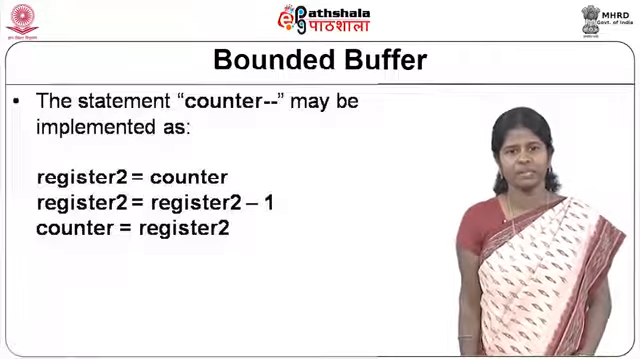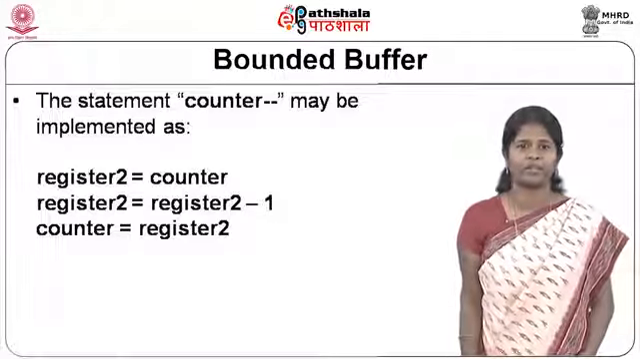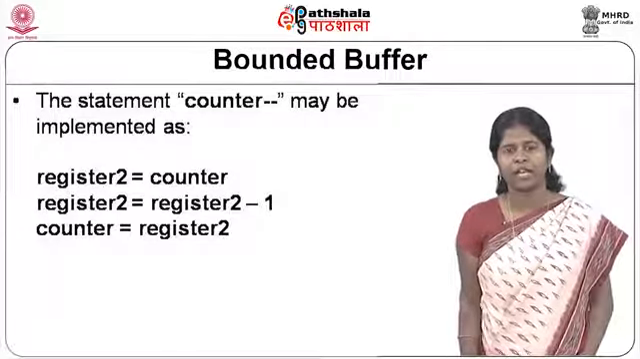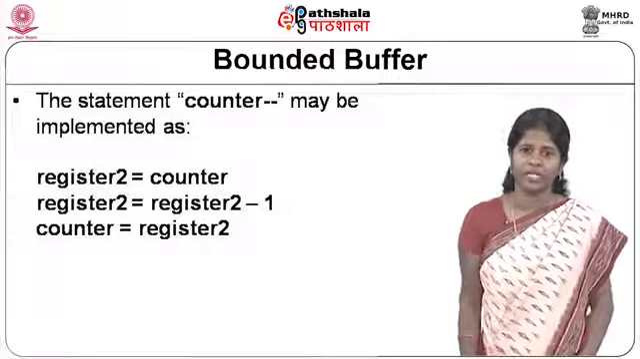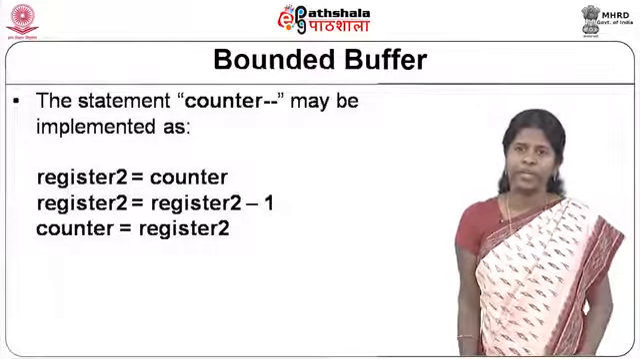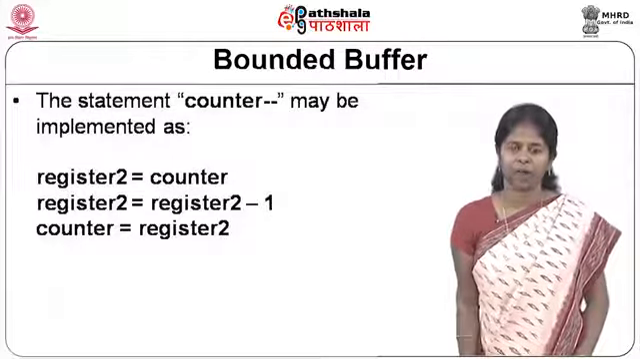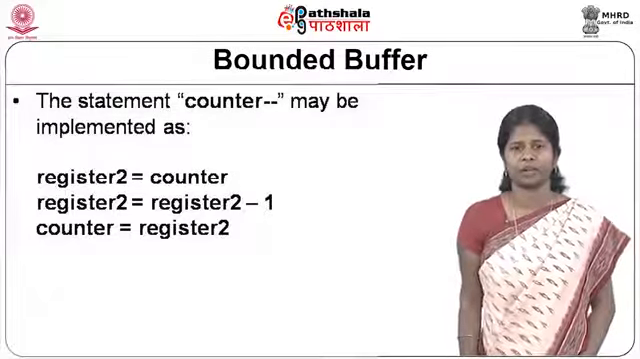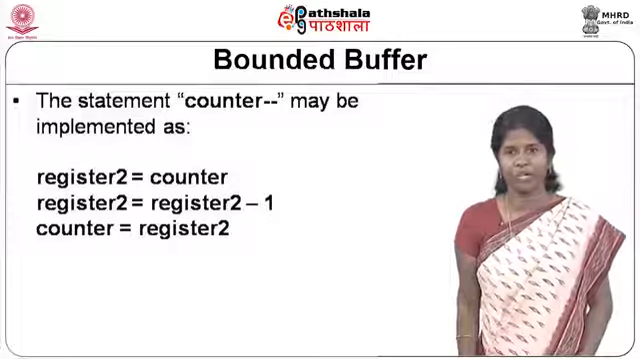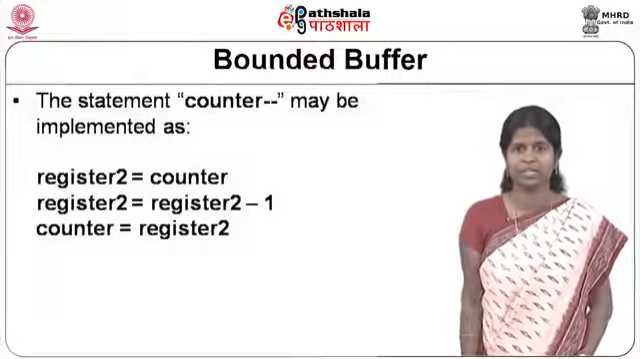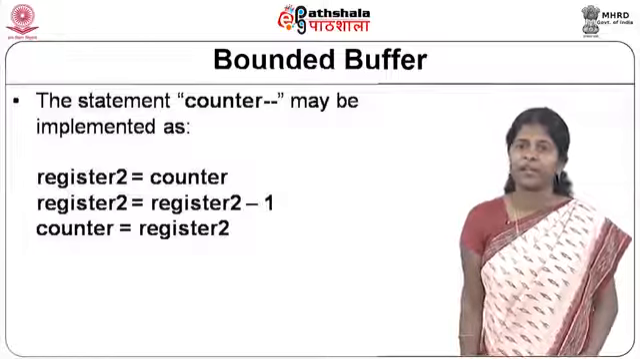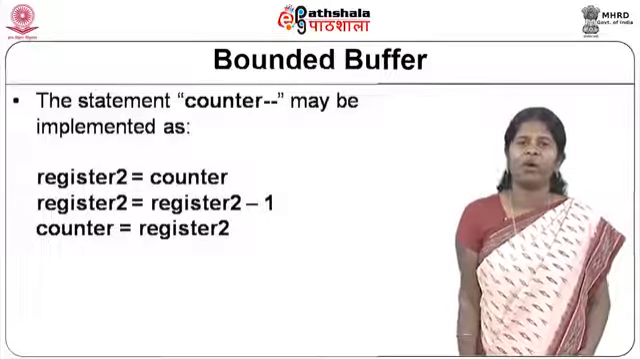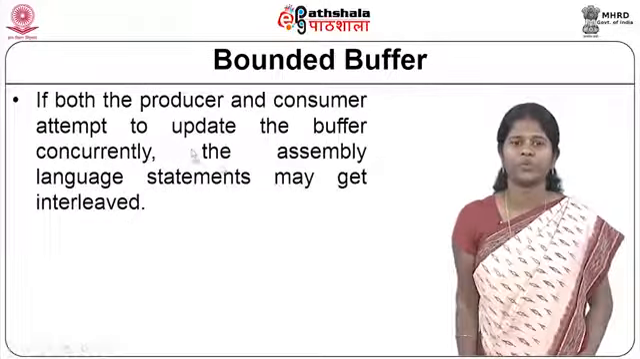Very similarly, if you look at this counter minus minus statement on the consumer side, you find that the value of the counter will be copied to another register, register 2, and then the value of the register will be decremented by 1, and then you copy back the register's contents to the counter. Again, the single statement counter minus minus is not executed in one single instruction, it is being executed in 3 different instructions. Now, there is a possibility of interleaving of these instructions. We will see how it will happen.